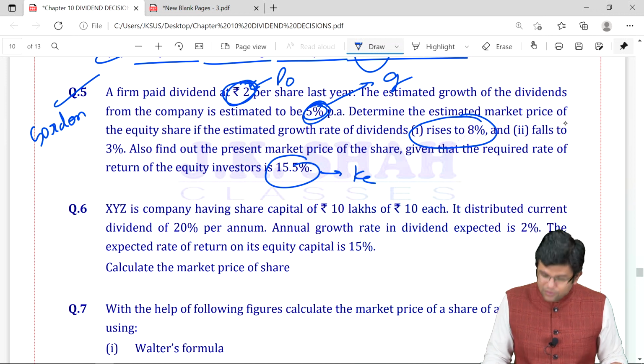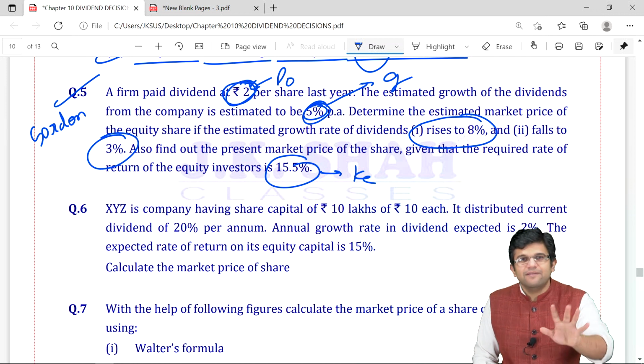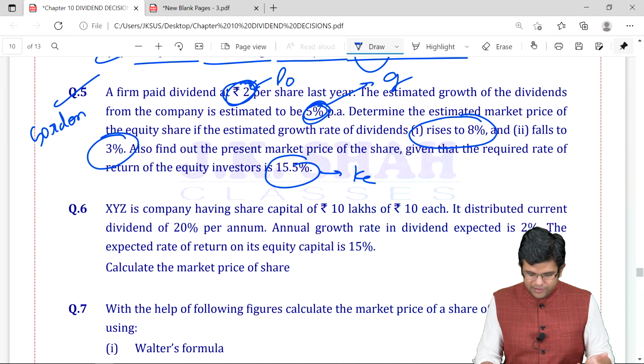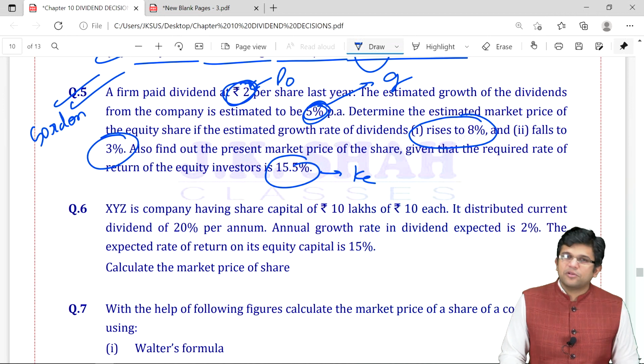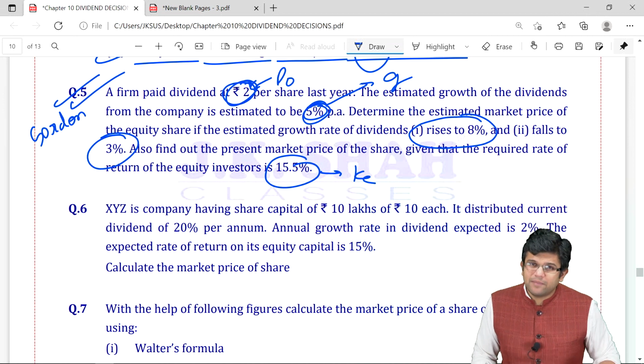It says also calculate the value of equity if growth rate falls to 3%. So G changes, D1 changes, value of equity will change. This is what you have to do in this particular question. Calculate the value of equity using Gordon's model, D1 upon K minus G, 3 times in this entire question.